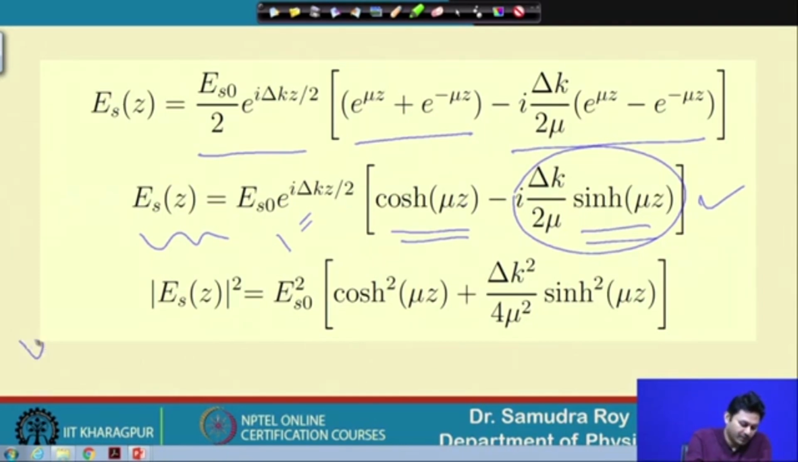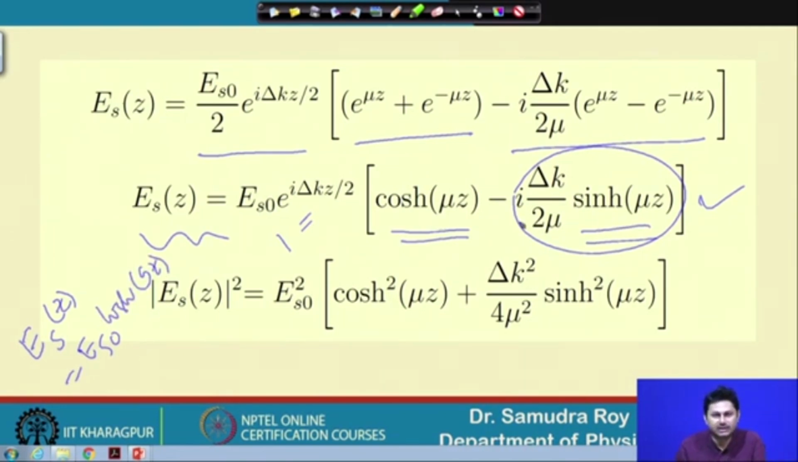So, if you remember, E_s at z was derived as E_s0 cosh(Gz), exactly the same expression one can achieve by just putting delta k equal to 0. Now, I need to find out what is the corresponding intensity. So, |E_s(z)|^2 is the mod of this quantity. When I have a mod of this quantity, I have this square plus this square term. So, we have E_s0 square and this. So, we will get this.